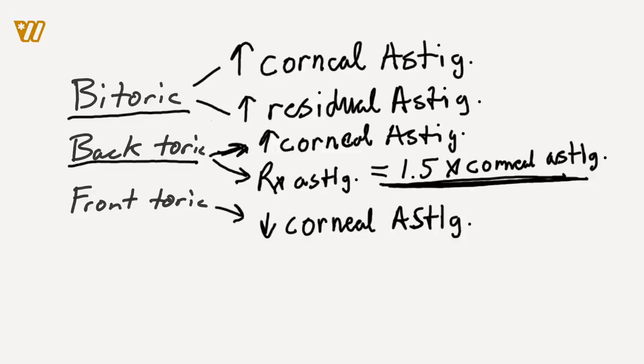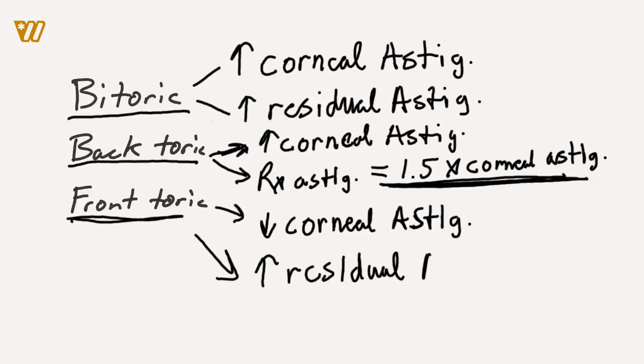Now, the other rule, whenever I think about front surface toric, I think residual astigmatism. So they have residual or lenticular astigmatism. So in everything of front surface toric, we're going to think, okay, they're going to have less than 2.5 diopters of astigmatism, so we can correct their corneal astigmatism with the tear lens, but they have overall residual astigmatism, and so we're going to put that on the front surface of that contact lens to correct there.